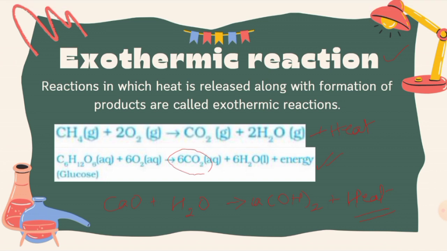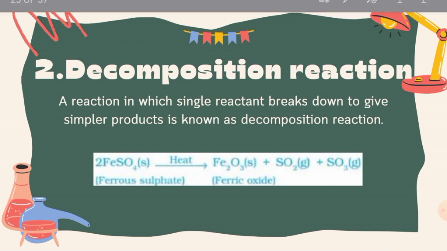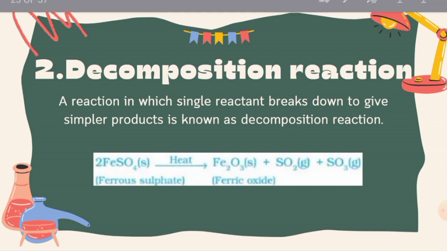Now we'll move on to the next type of reaction, that is decomposition reaction. A decomposition reaction is a reaction in which there is only a single reactant. It breaks down to give simpler products or more products. The reactant is one, products are more. So we can simply represent it as A gives rise to B plus C.